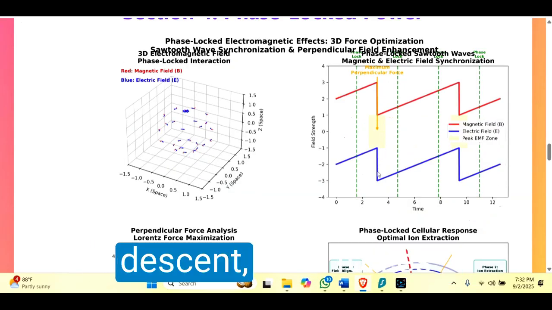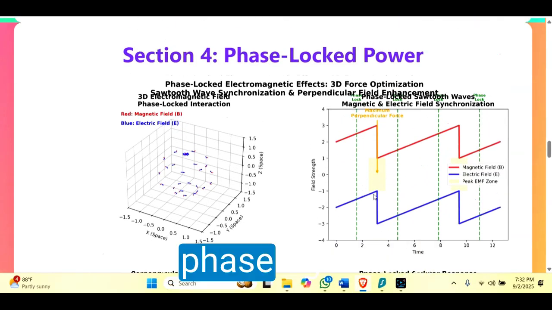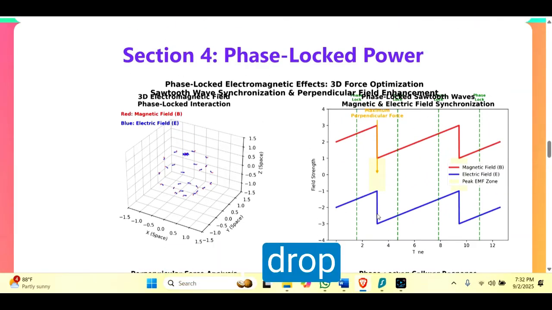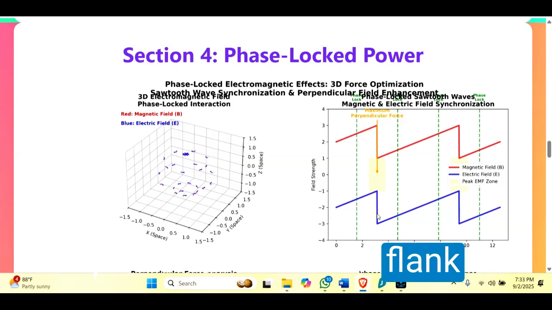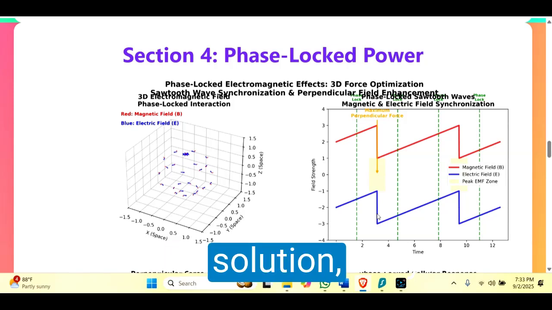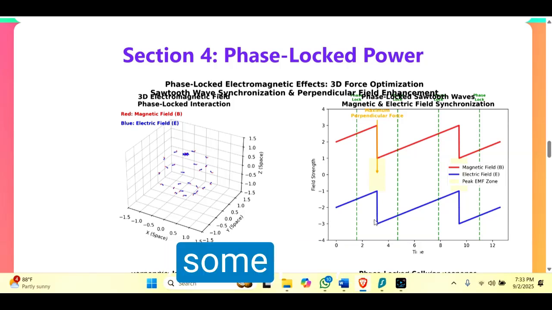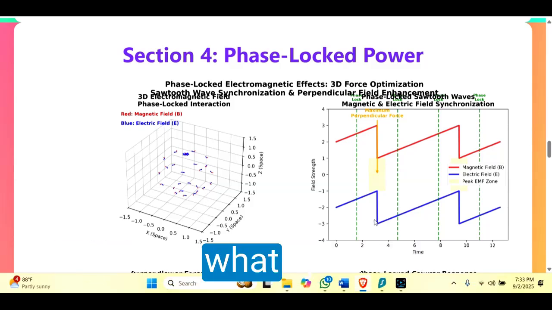Then you have the rapid descent. Both forces reach their maximum strength, same time. The descent part, that's where the magic happens essentially on this phase right here. That sharp drop creates what researchers call a powerful induction flank that acts like a vacuum. This pulls specific ions out of solution, okay? Now, some people who really understand biology and health and nutrition on this level, they should start to become extremely excited about what I just said.